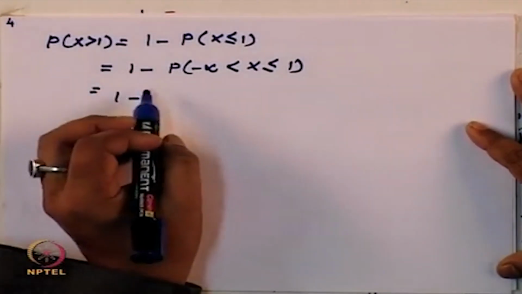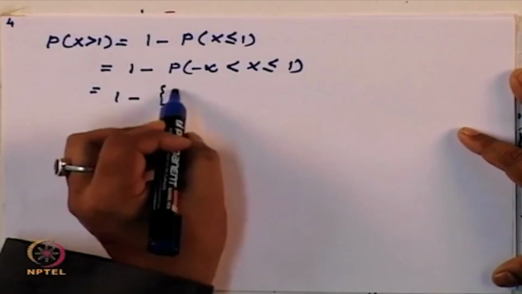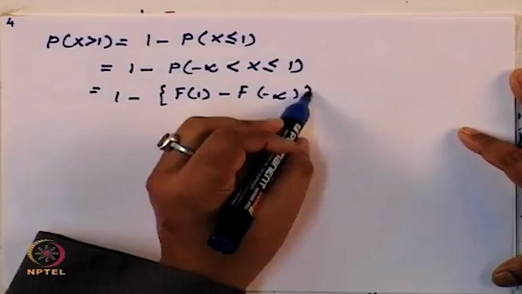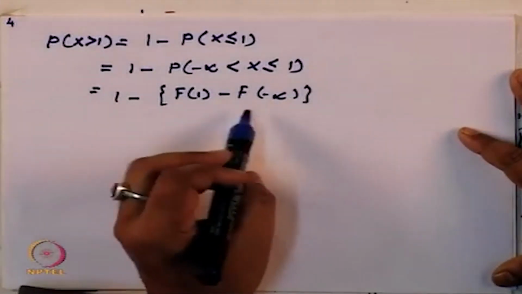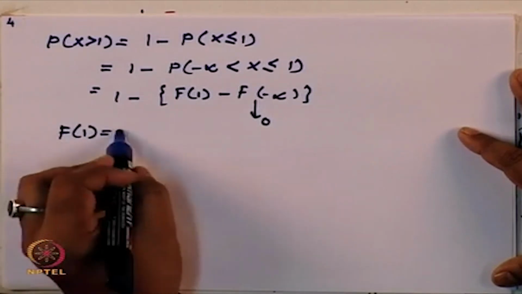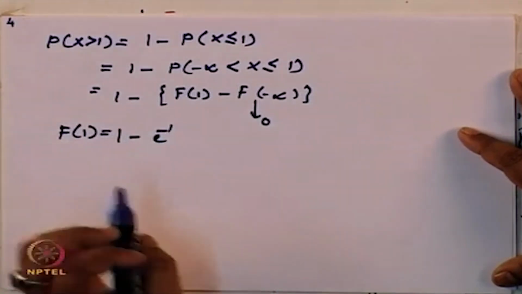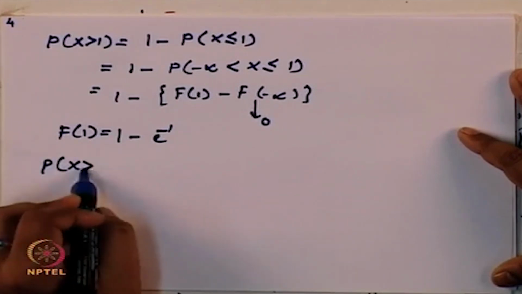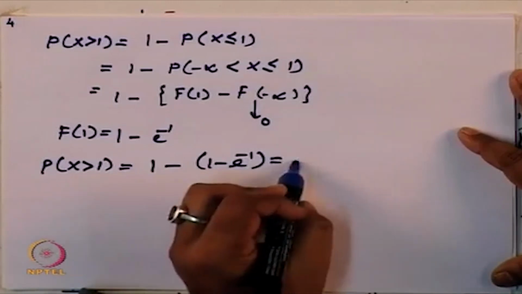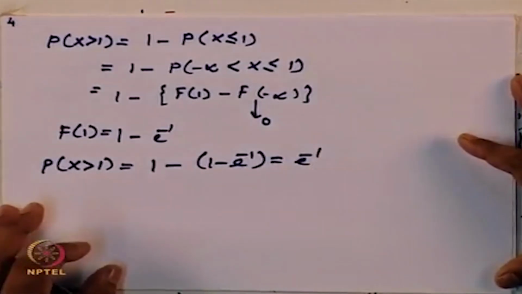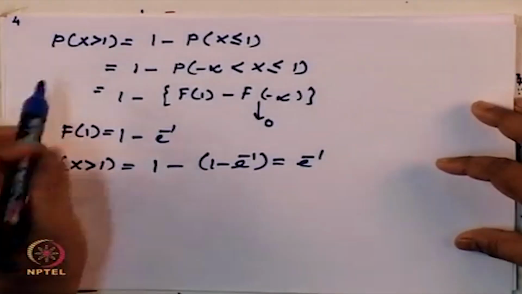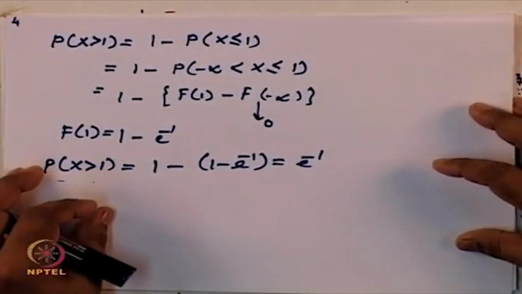Okay. So, this is simply F(1) minus F(minus infinity). You know for all these values this is nothing but 0, and F(1) is given by 1 minus e to the power minus 1. So, probability of X greater than 1 becomes 1 minus (1 minus e to the power minus 1), which is equal to e to the power minus 1. So, this is how you can calculate probability if you are given a cumulative distribution function.